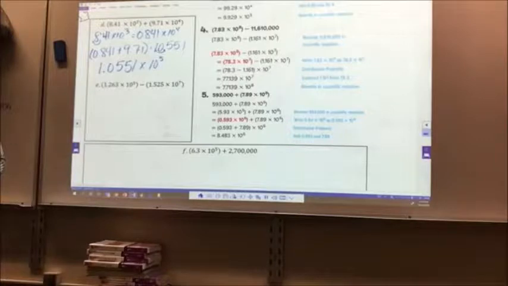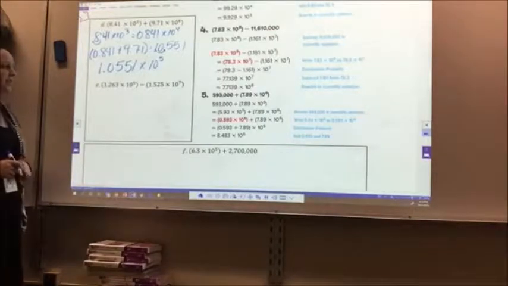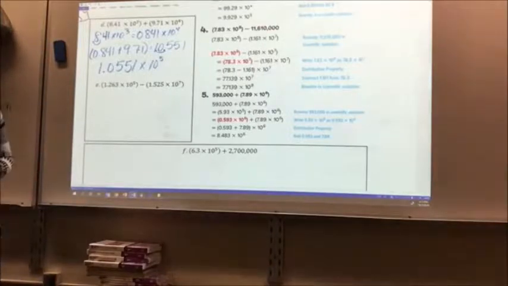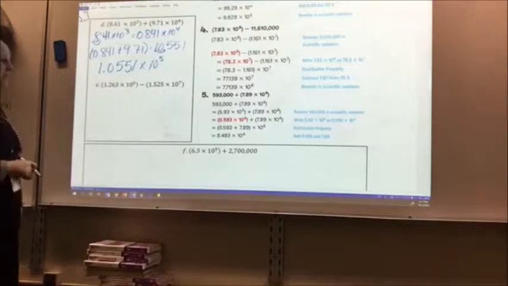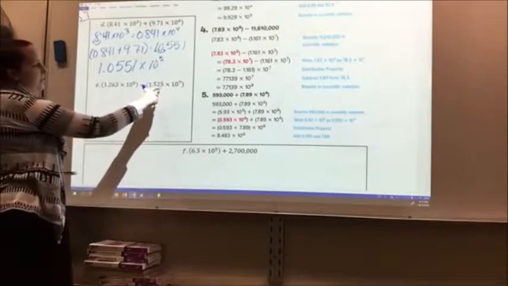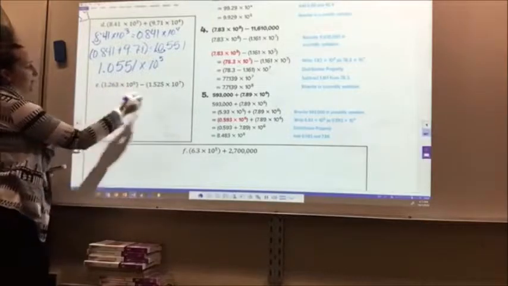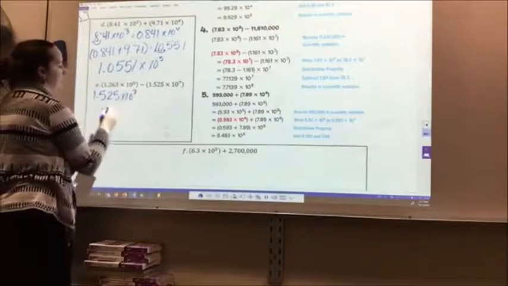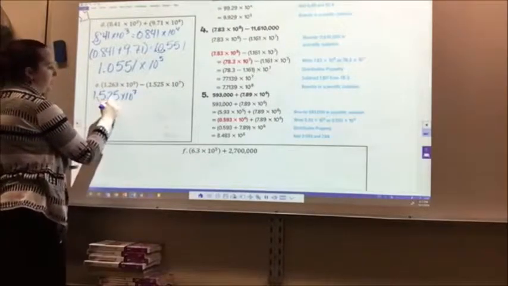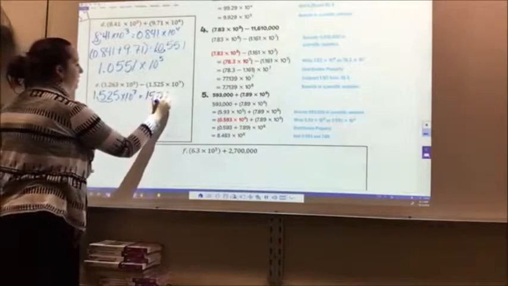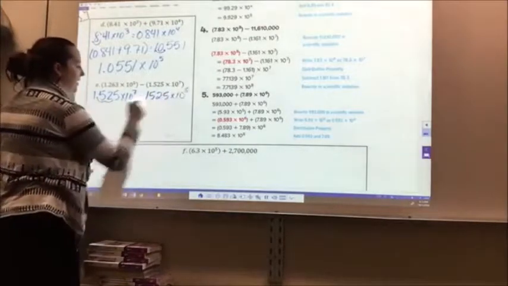Okay. Letter E says 1.263 times 10 to the fifth minus 1.525 times 10 to the seventh. So I want to go ahead and change one of these so that it's larger or smaller. I'm going to go ahead and make this one smaller. So 1.525 times 10 to the 7th, I want to move my decimal 2 places. Okay, so this gives me 152.5 times 10 to the 5th.